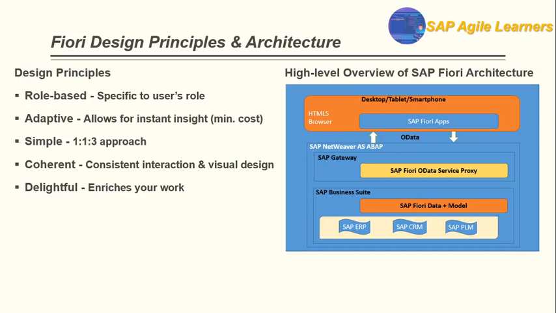Next is our high-level overview of SAP Fiori architecture. The bottom section shows the SAP Business Suite tier where business application data is located. For example, your SAP ERP data, SAP CRM data. Above that is the SAP Gateway tier. It holds the major part of SAP Gateway functionalities and components, including the core components. It provides tools for the development and creation of SAP Gateway services.